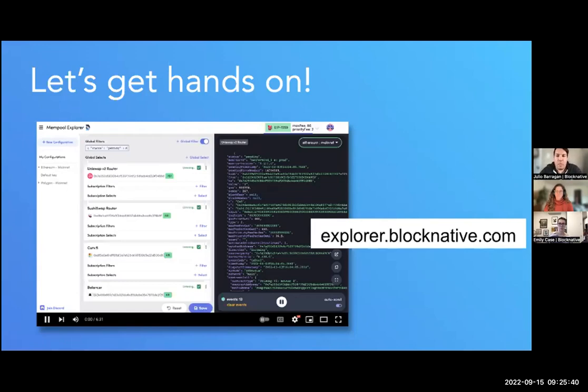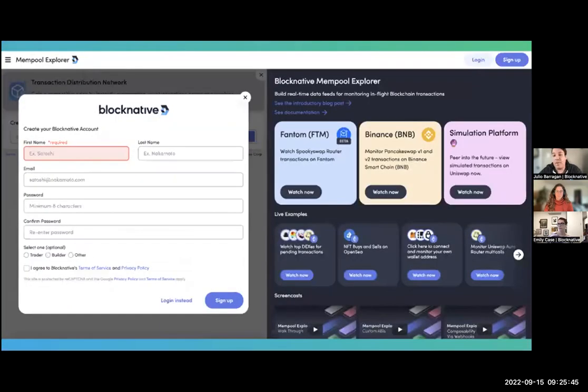So when you go to explorer.blocknative.com, super easy. You just log in or sign up if you don't have an account.